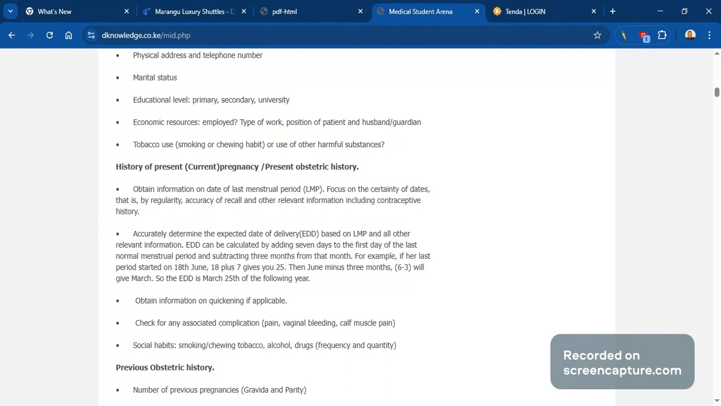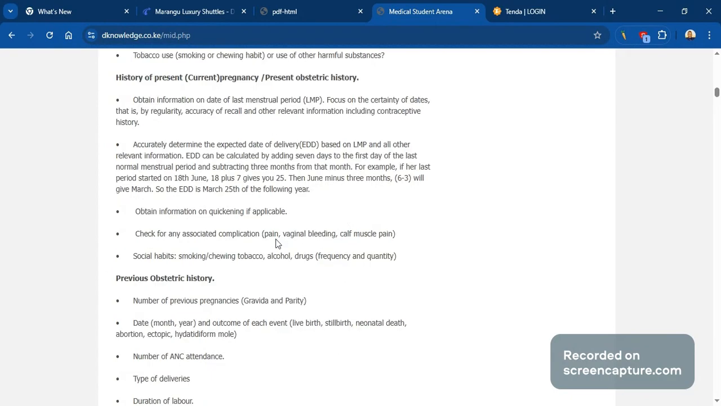You also need to accurately determine the expected date of delivery based on the last menstrual period. The EDD can be calculated by adding 7 days to the first day of the last normal menstrual period and subtracting 3 months from that month. For example, if the last period started on 18th June, you do 18 plus 7, which gives you 25. Then June minus 3 months gives you March. So the EDD is March 25th of the following year. It's always the following year, especially if the last menstrual period is not at the beginning of this year.